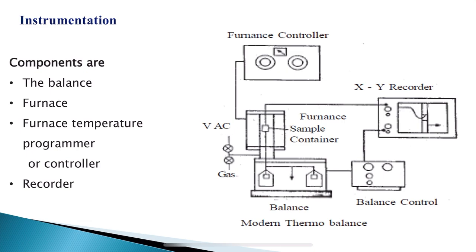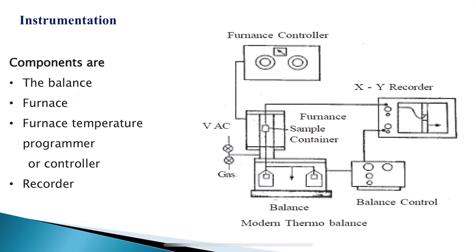So, here we should understand the simple fact that in thermogravimetry we measure the weight of the compound continuously as it is being heated to elevated temperatures. The different components present in the instrumentation of thermogravimetric analysis are: the first one is the balance, the second is the furnace, the third is the temperature programmer or controller, and the fourth one is a recorder. These are the 4 different components in a modern thermobalance.